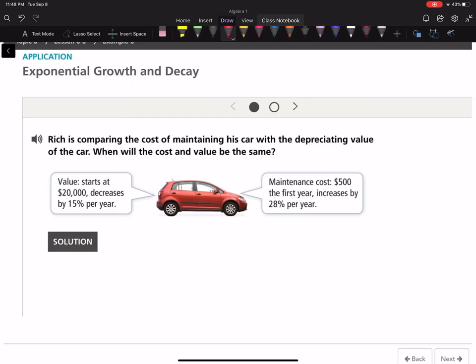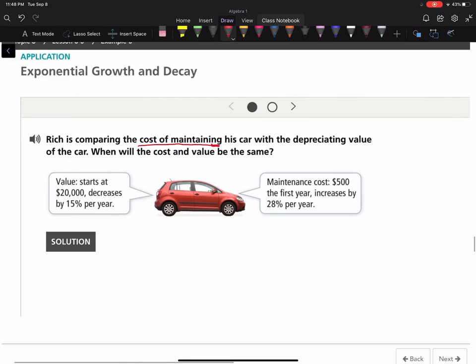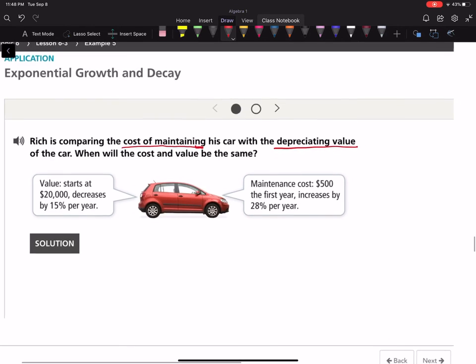Sometimes they have really big values. This one says Rich is comparing the cost of maintaining a car with the depreciating value of the car. So we're comparing how much it costs to maintain the car with the value of the car. When will the cost and the value be the same? In other words, the same means when are they going to be equal?